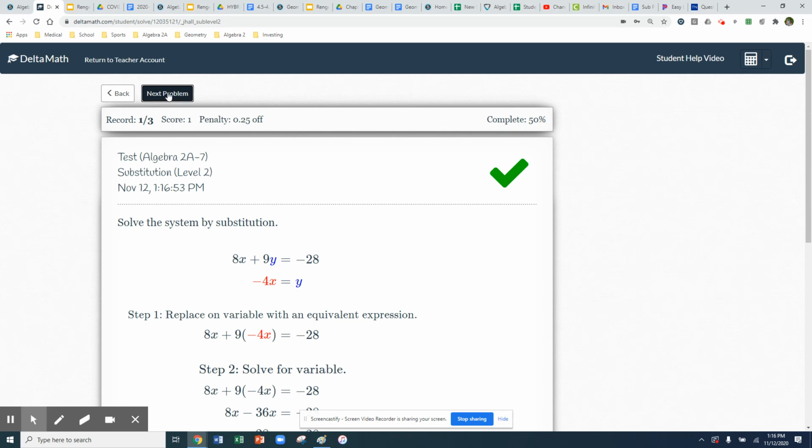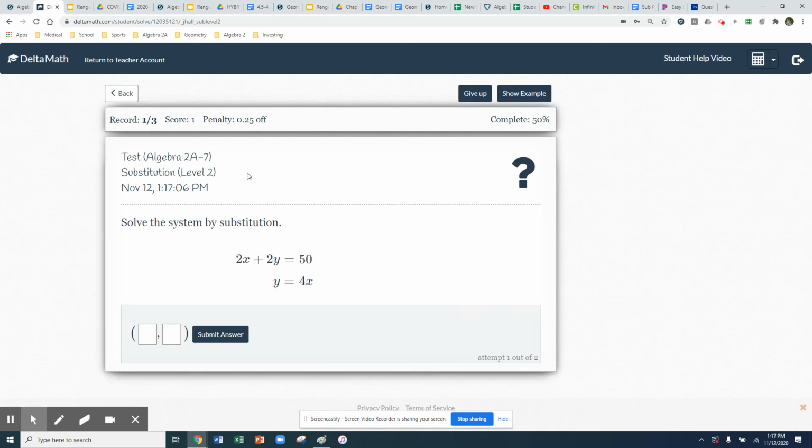Should we take a look at one more of those that are a little bit tougher? You guys got the hang of it. Want to look at one more? One more? Okay, let's look at the next one.